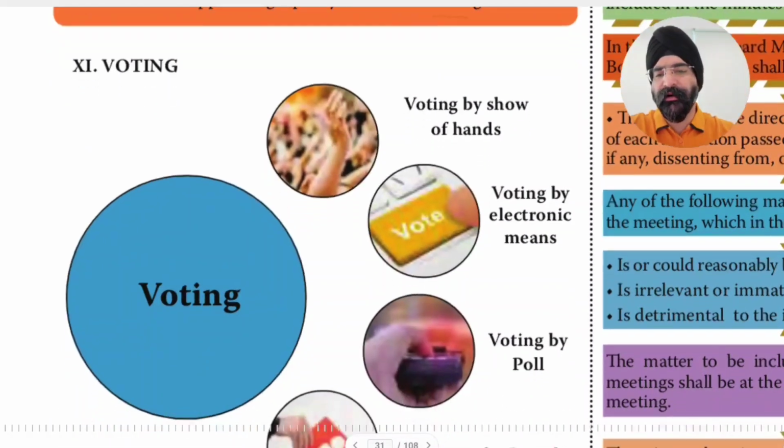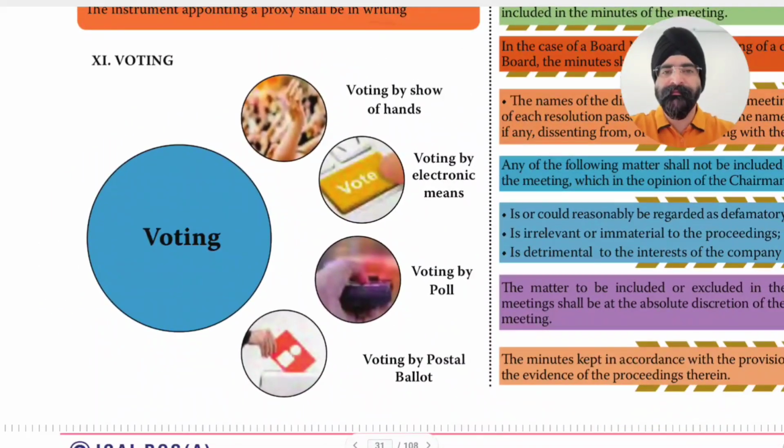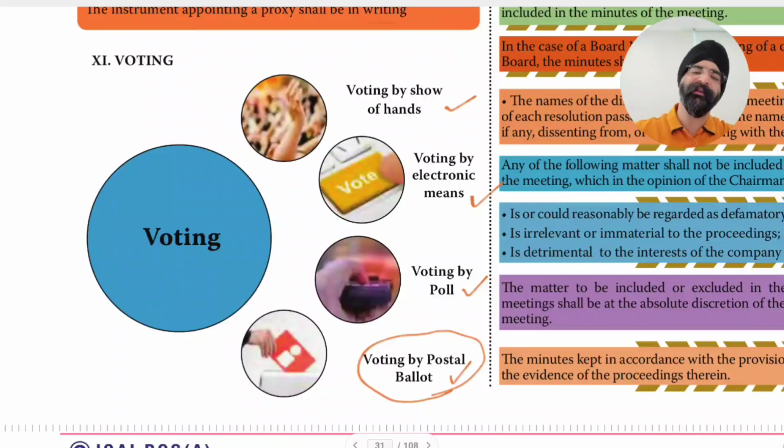Voting. So about voting, we know all about voting. Voting can be by show of hands, that usually happens. Voting by electronic means, we can provide this facility to the members to vote by electronic means. Voting by poll, we can provide poll papers. Voting by postal ballot, where a physical resolution and a format of consent is sent, and the shareholder has to fill in and revert by courier or mail. So that is called voting by postal ballot.